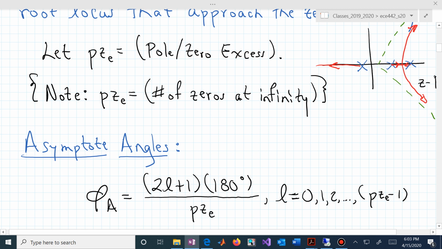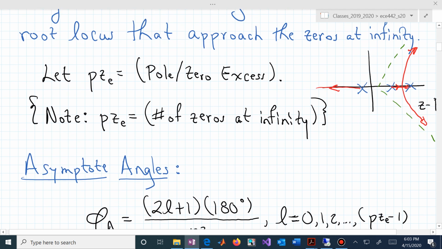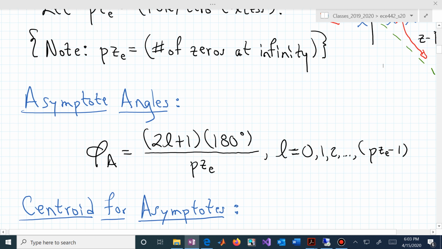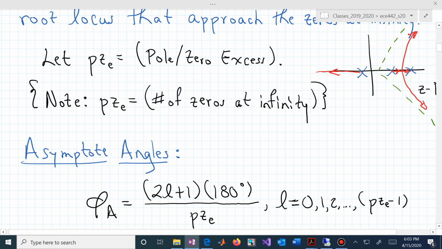How do we determine that angle? And how do we determine where those asymptotes are centered on the real line? That we will call sigma sub A. The angles we will call phi sub A, the asymptote angles, and here I hope you see that we have 3 such angles. We have an angle here, we have an angle here, and we have a third angle there.